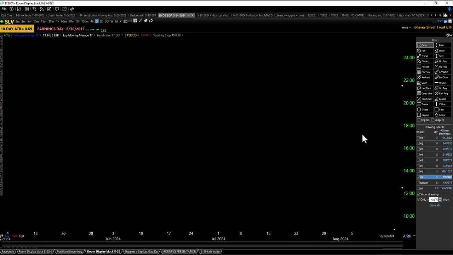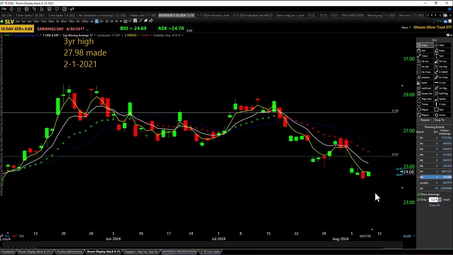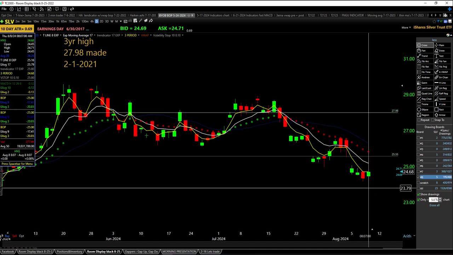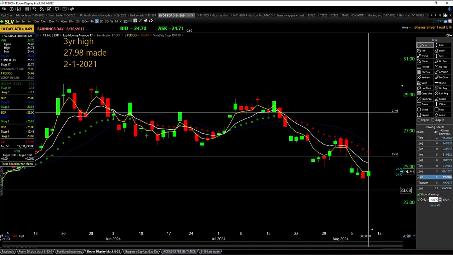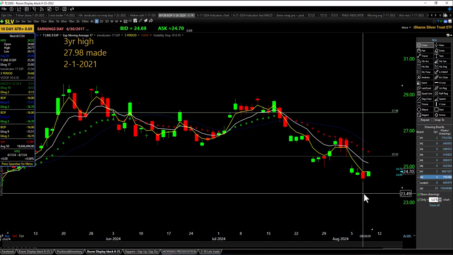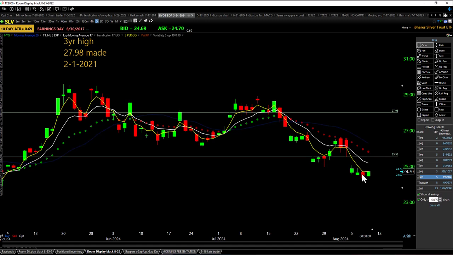SLV first. SLV still in a downtrend, making lower highs and lower lows. Okay, a lower high and a lower low. Price action for yesterday is this candle right here. Inside, right here. Lower high, lower low, closing under a bearish trap under the 17 EMA. Okay, so silver still in a downtrend.